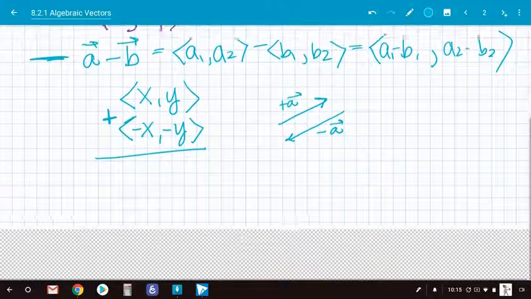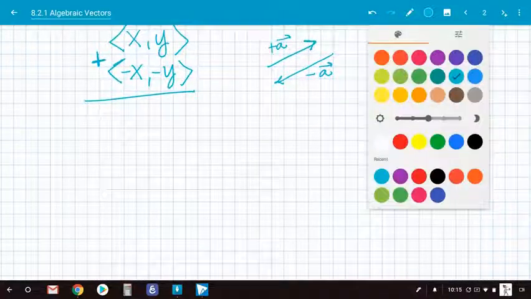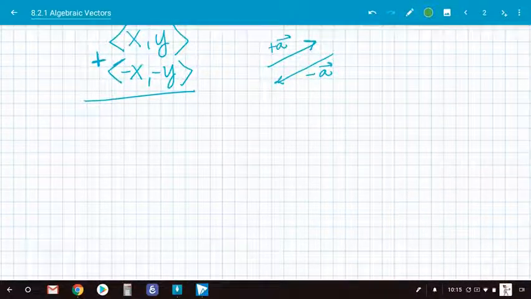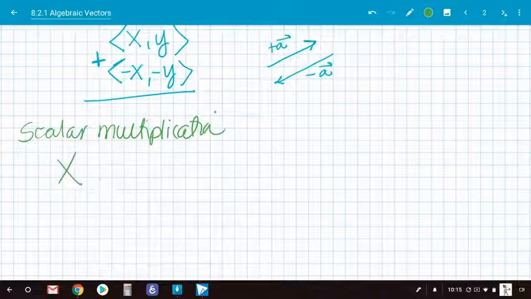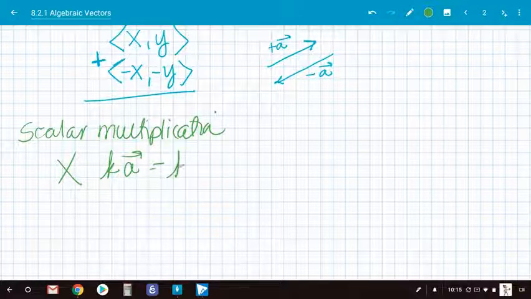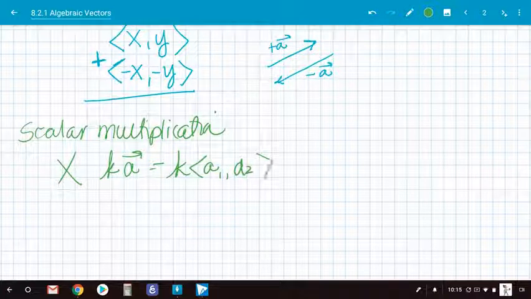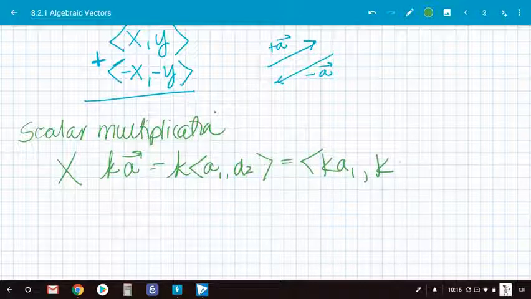And then the last one is going to be scalar multiplication. That's what it's called. If you have some number k, remember we call that a scalar, k times your vector A, you're going to take k times both components. You're going to get, just like you think it would be, that number times both the x and the y.